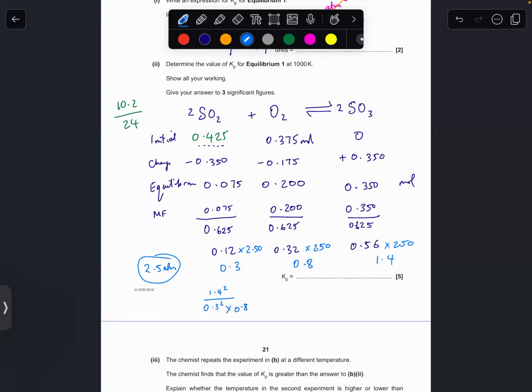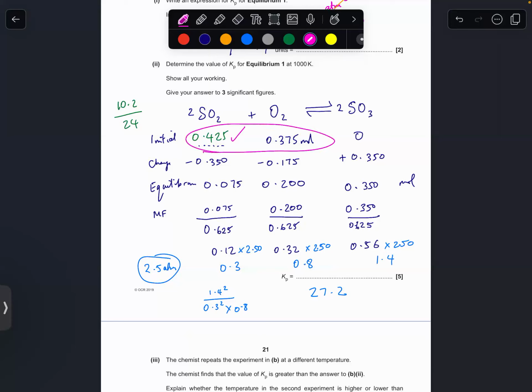Three significant figures. We've got here 27.2. 27.2 gets you all the 5 marks. Wonderful. If you don't know where the 5 marks are from, 425. So you get 1 mark for this, 1 mark for this. Sorry, 1 mark for both of those.